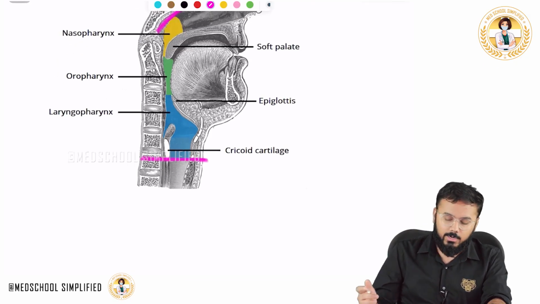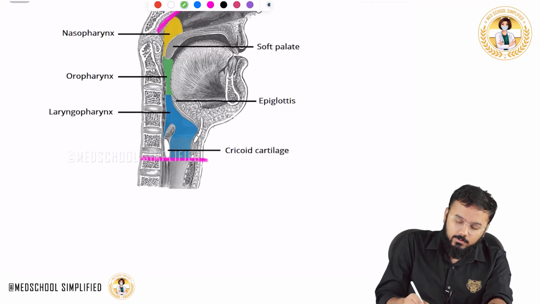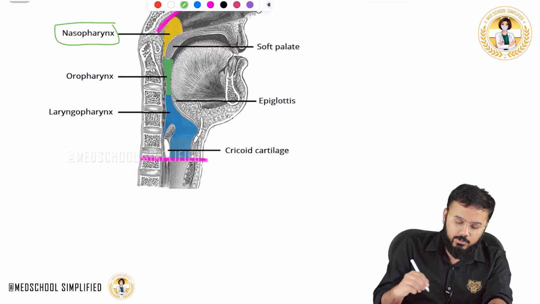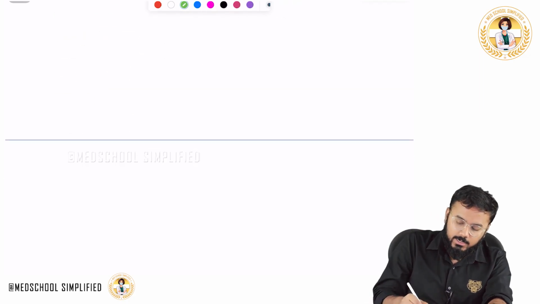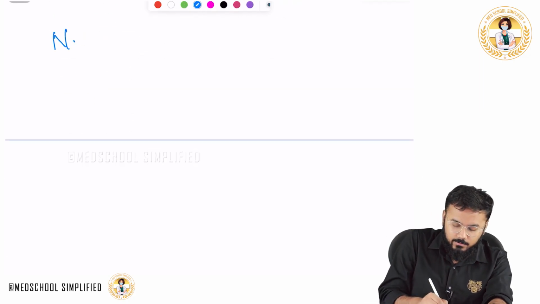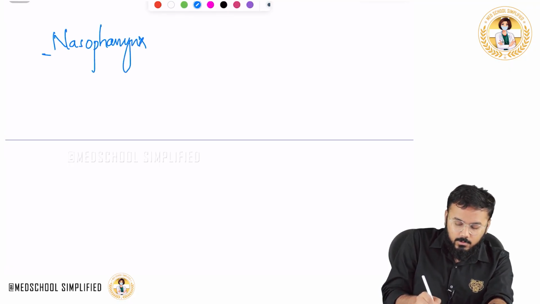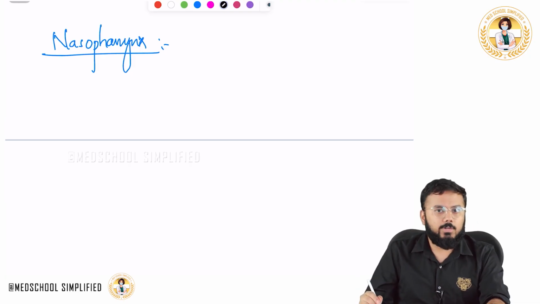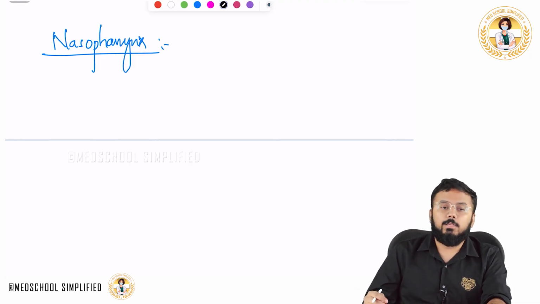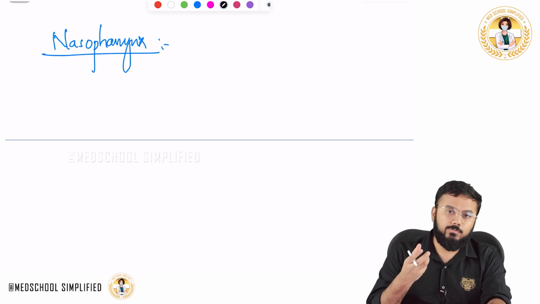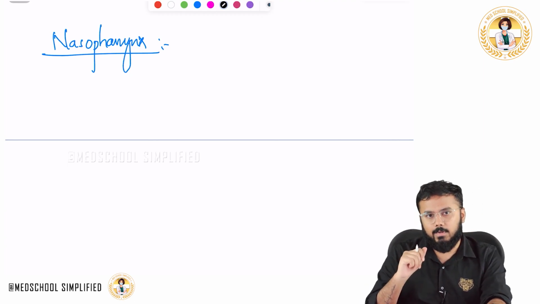Now the first important thing we shall be discussing right now will be regarding the nasopharynx, then we shall go subsequently onto the oropharynx and laryngopharynx. So first let us discuss about nasopharynx. Now coming to this topic of nasopharynx, first important thing you need to know, where is nasopharynx located? Nasopharynx is located between the base of the skull and soft palate.